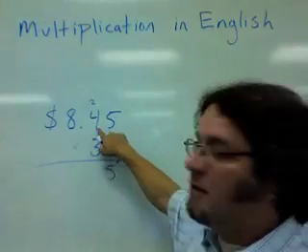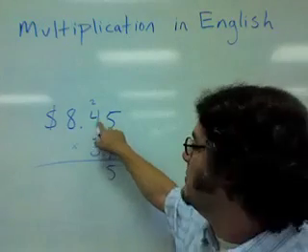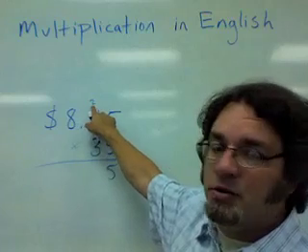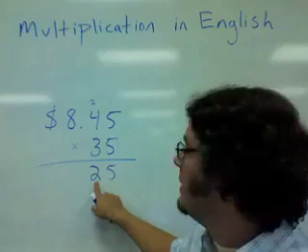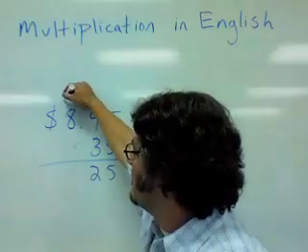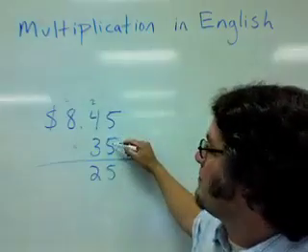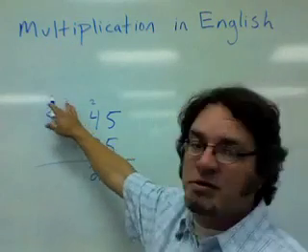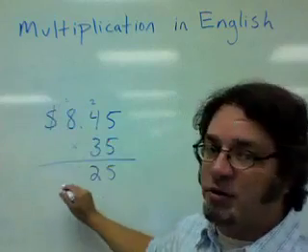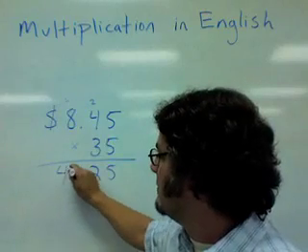5 times 4 is 20, plus 2 makes 22. The 2 goes here, and then another 2 goes over here from the 22. 5 times 8 is 40, plus the 2 makes 42. So you bring this down, 42.